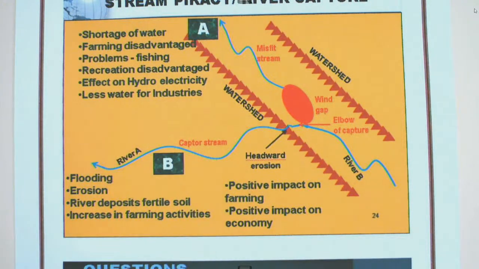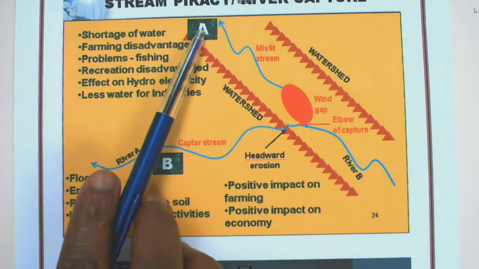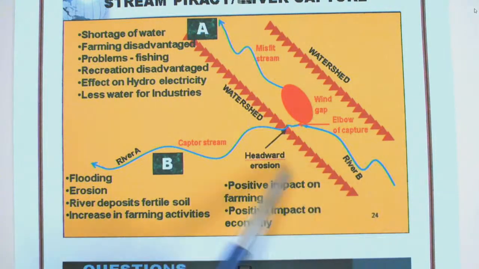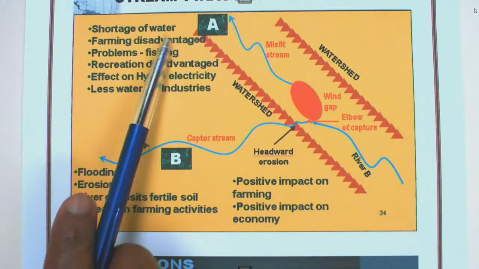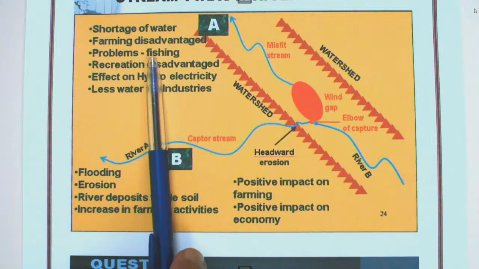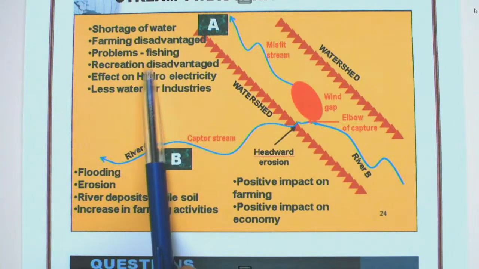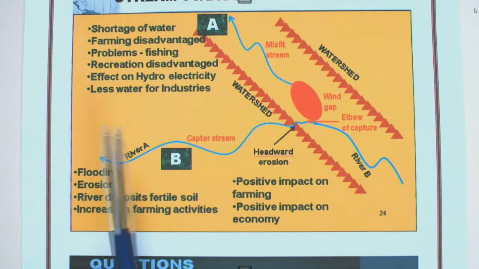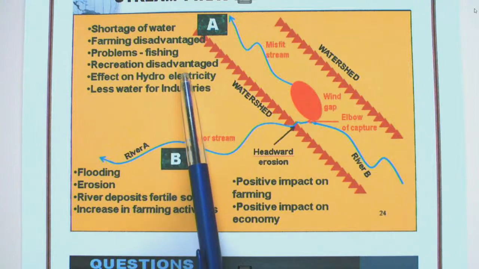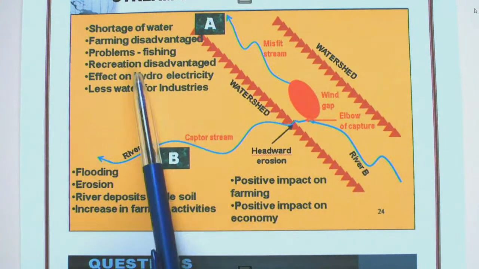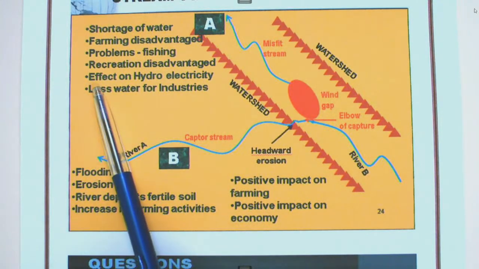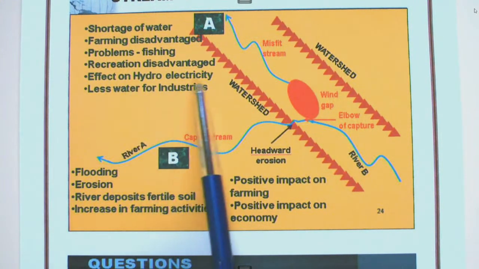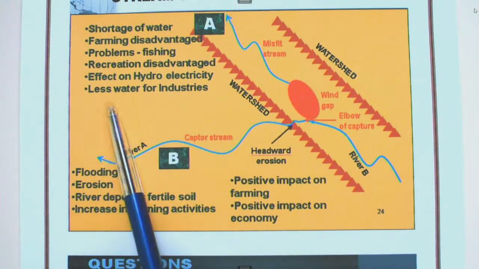Alright, so now let us look at the impact on settlement A, the settlement that used to get water from the captured river. Now we are going to experience a shortage of water. Farming will be disadvantaged. There is a problem with fishing. If you used to live on fishing, you are not likely to be successful fishermen because there is no longer enough water. Recreation, water skiing and games such as those will be at a disadvantage with less water. It will have a negative impact on the production of hydroelectricity, and there is less water for industries.